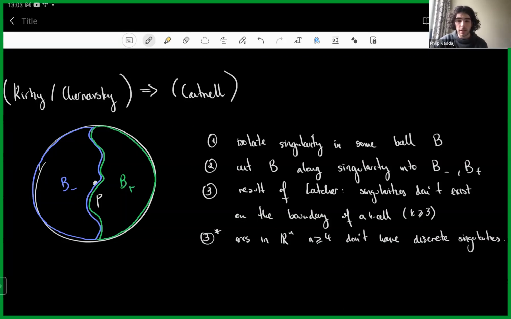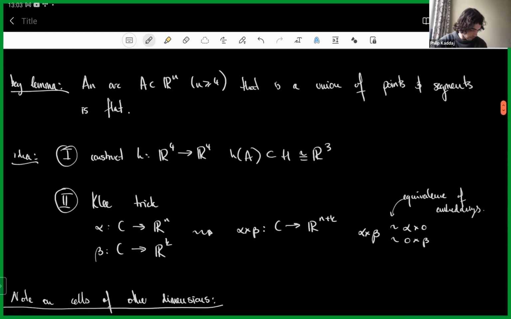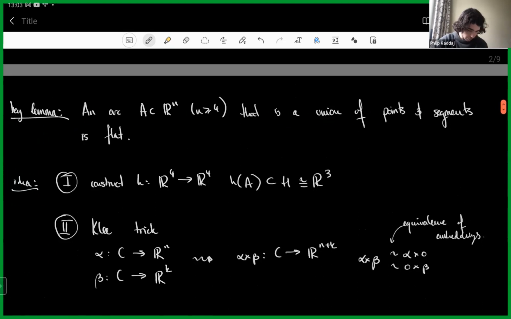Another way of seeing this, and I think this was discussed previously in the seminar, was that arcs in Rn for n greater or equal to 4 don't have any discrete singularities. So I'll explain this very briefly. So how to see this? This key lemma says that arcs with discrete singularities are usually PL modulo 1 point. They're a countable union of points and segments.